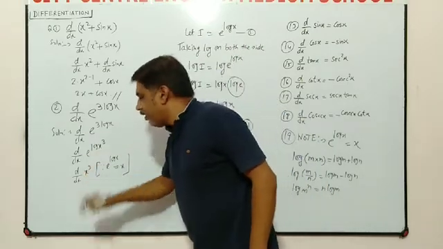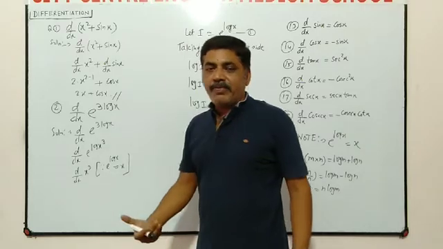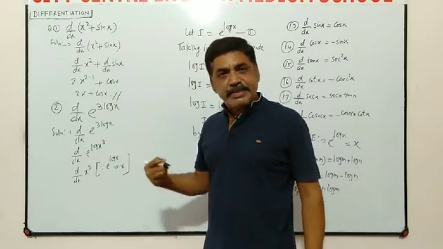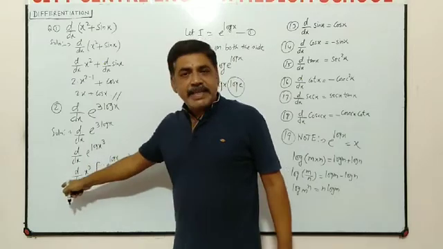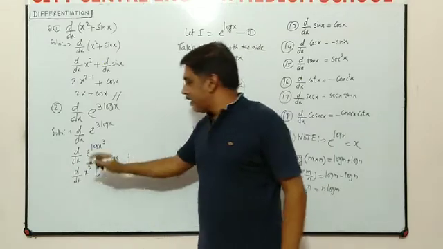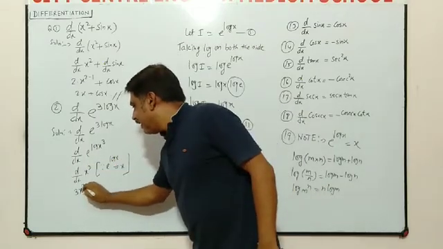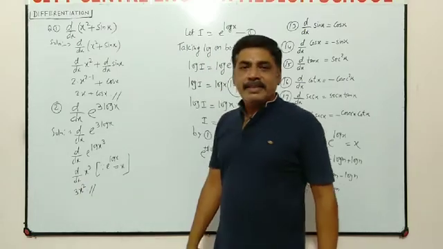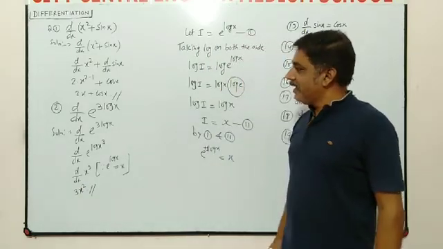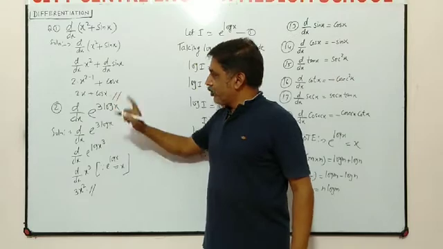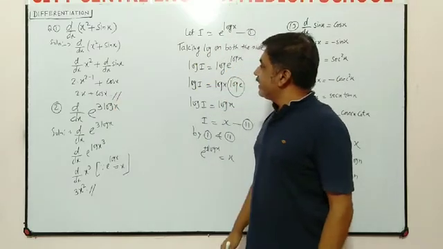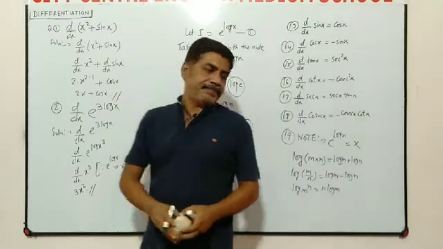So differentiation of x cube, what is the formula? x raised to n gives n x raised to n minus 1. The power comes in front and we reduce the power by one. So what is the answer? 3x square. So this is the answer. Clear? So this is question number 2. Now we can see the third question.